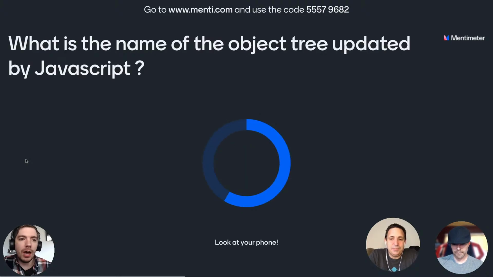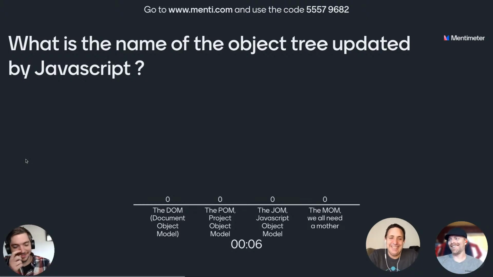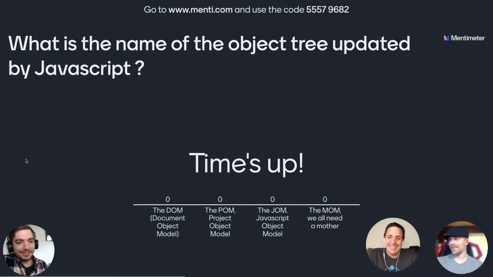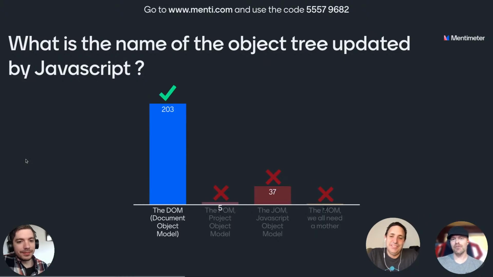What is the name of the object tree updated by JavaScript? The DOM, Document Object Model, the POM, Project Object Model, the JOM, JavaScript Object Model, or the MOM? We all need a mother. That's a pretty good one. Oh, don't put your answers in the chat, by the way. Make sure you're putting them in Menti.